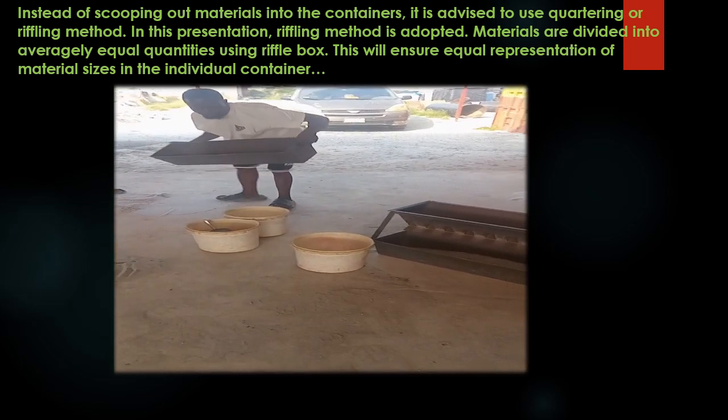Instead of scooping out materials into the containers, it is advised to use quartering or riffling method. In this presentation, riffling method is adopted. Materials are divided into averagely equal quantities using riffle box. This will ensure equal representation of material sizes in the individual container.